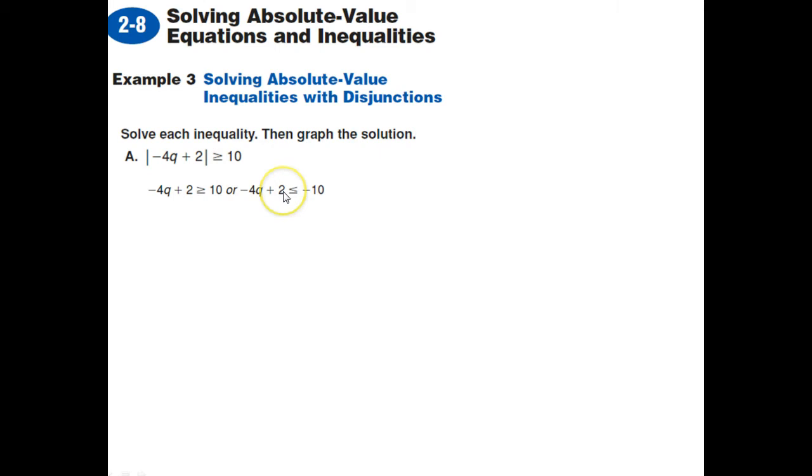When you go to the right side, however, you make another solution where you copy the absolute value part, but you change two things. See if you can notice what the two things are that change. You should notice that the 10 became negative and the greater than or equal to was flipped. So when you have an absolute value and an inequality, you write the first one as is, and you write the second one flipping the sign and making this a negative.